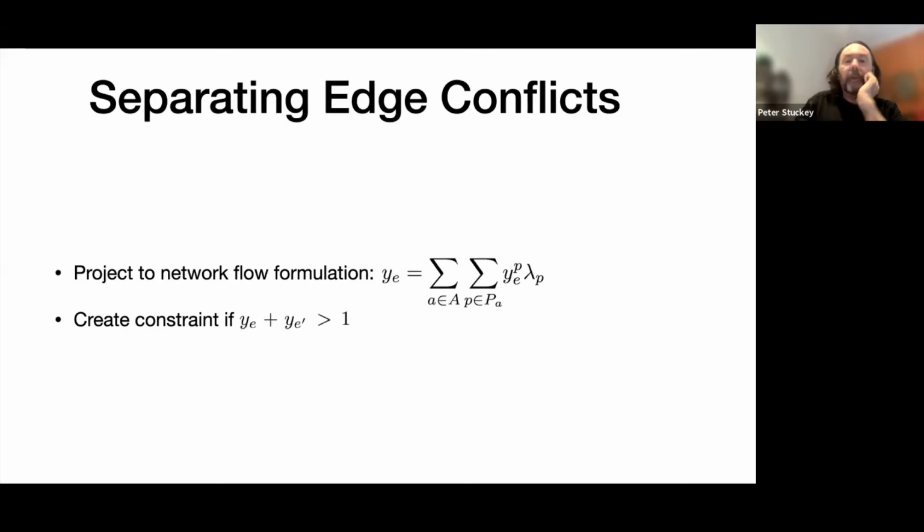So similarly, we can do the same for edge conflicts. We'll check if we use an edge more than once in the particular solution we've picked in the LP solution. If we do, we're going to add this constraint as a separator and get rid of it.